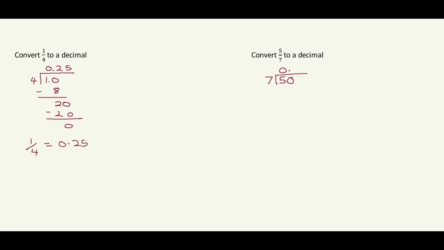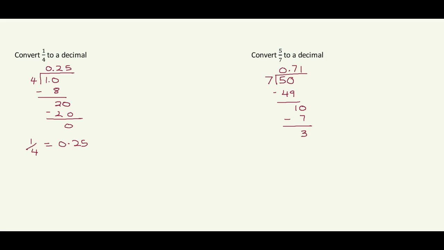So 50 divided by 7, you have that 7 times. 7 times 7, we have 49. We subtract, we have a remainder of 1. 1 is less than 7, so I'm going to append a 0 again. 10 divided by 7, I have 1. 1 times 7, I have 7. We subtract, and then we have 3.